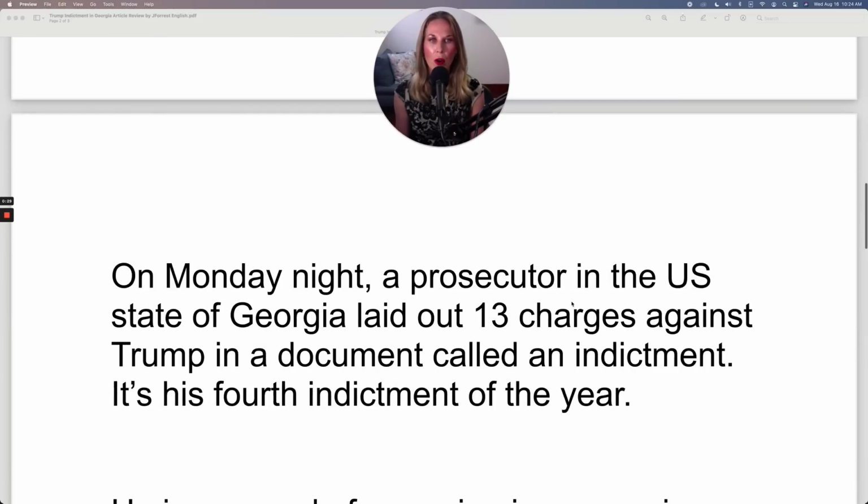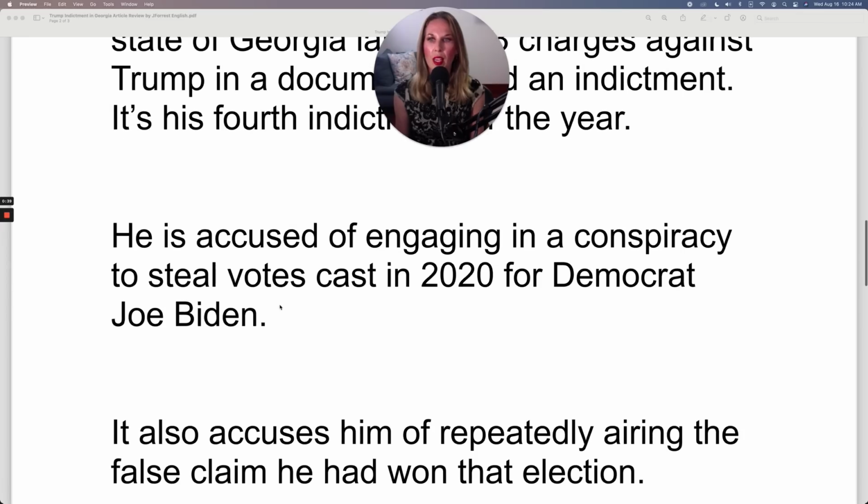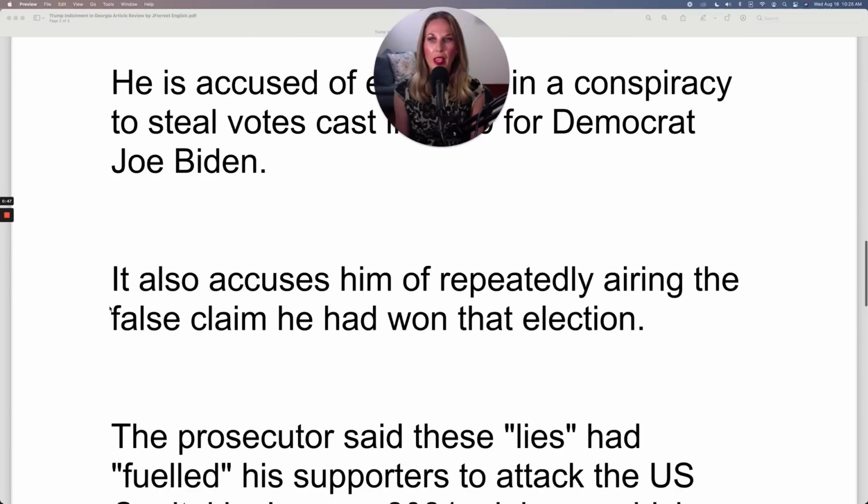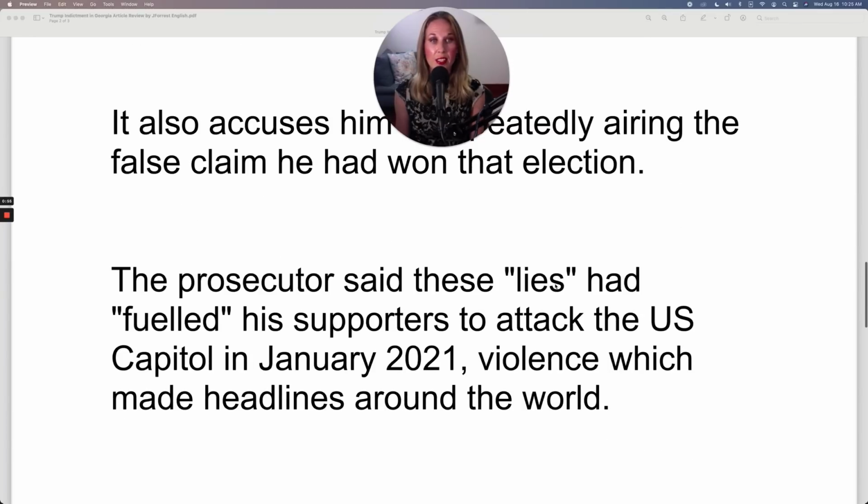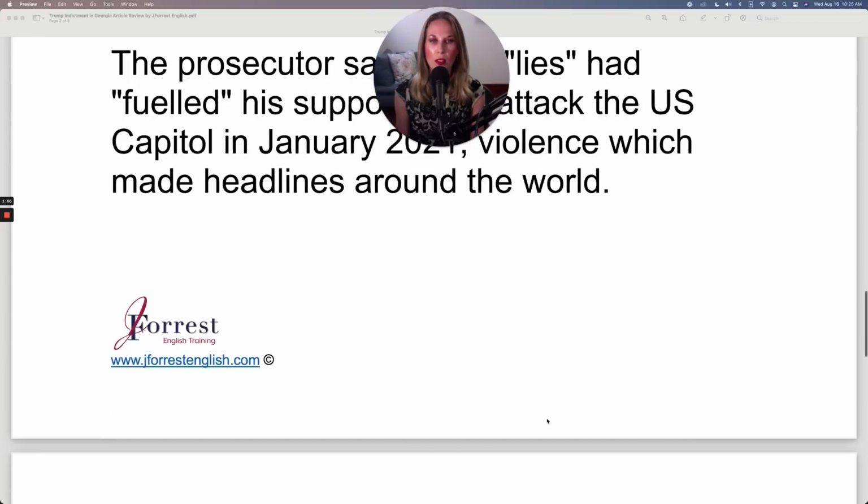On Monday night, a prosecutor in the U.S. state of Georgia laid out 13 charges against Trump in a document called an indictment. It's his 4th indictment of the year. He is accused of engaging in a conspiracy to steal votes cast in 2020 for Democrat Joe Biden. It also accuses him of repeatedly airing the false claim he had won that election. The prosecutor said these lies had fueled his supporters to attack the U.S. Capitol in January 2021, violence which made headlines around the world.